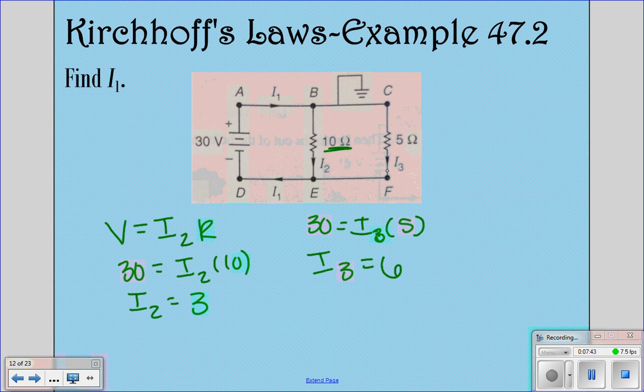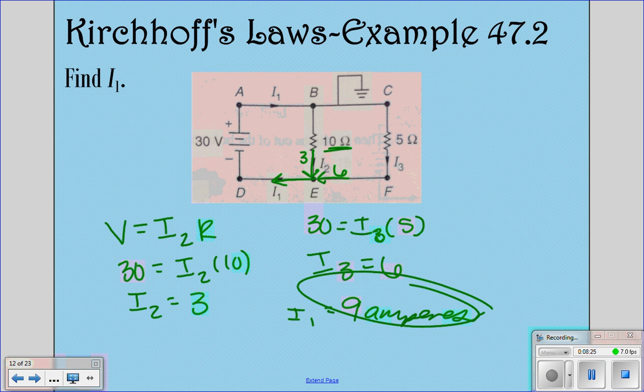And so now that we have our I sub 3 and our I sub 2, we can solve for our I sub 1. And so our I sub 2 is going this direction. Our I sub 3 is coming around this direction. And this is a 3, and this is a 6, and then this I sub 1 is going that way. So we have 3 and 6 coming in. We have 9 total coming in. So the amount that is going out has to be the same. And so the I sub 1 has to be 9 amps. And so that would be your answer there.